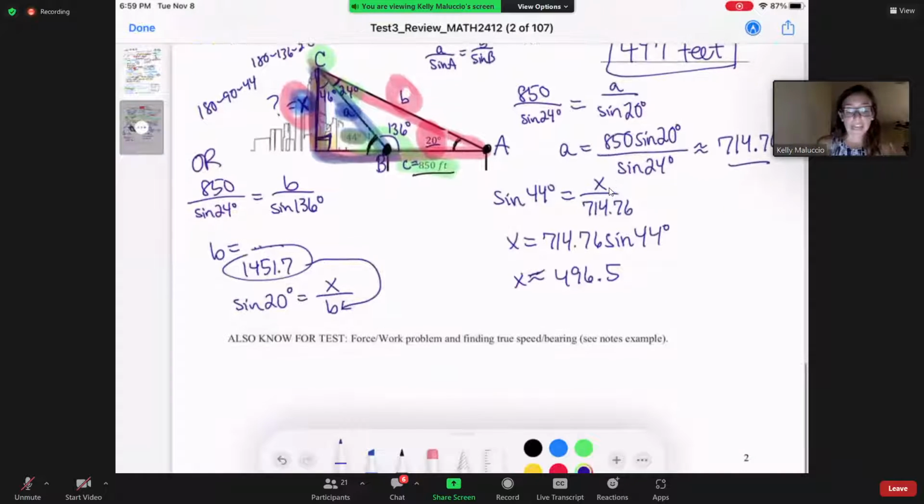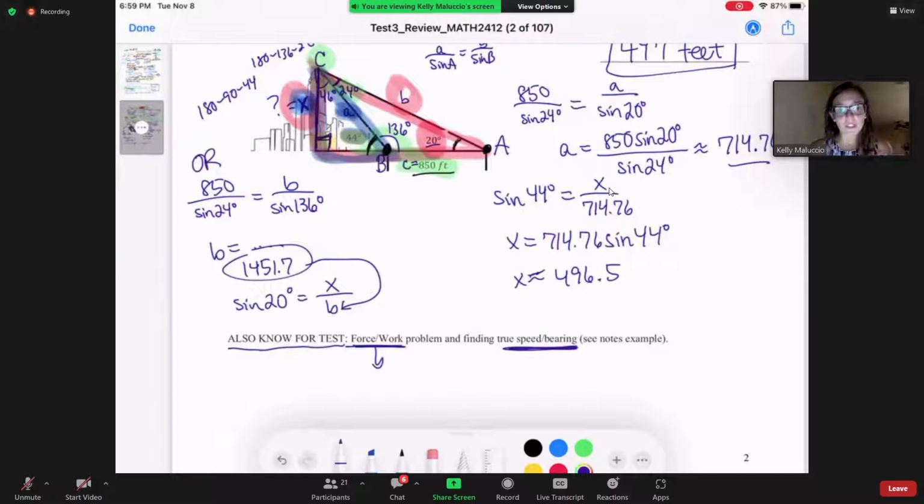Okay. So now here's where I wrote some things down that we're going to do here because I should have just printed them for you, but I was being slightly lazy. Everything on this review you need to know for the test, but also for the test, the force work problem and finding the true speed and bearing, which is what we did last class or last week, all week.